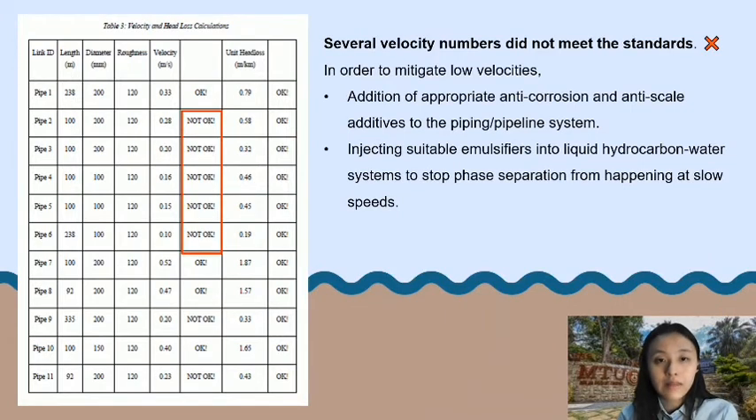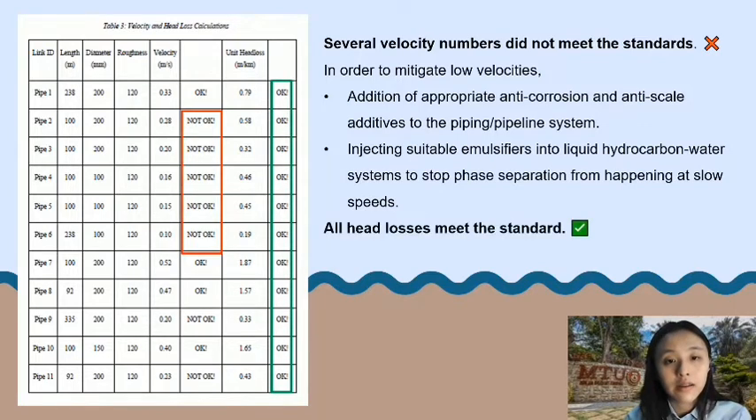So from our result, there are several velocities that did not meet the standards. In order to mitigate the low velocity, we have to add appropriate anti-corrosion and anti-scale additives to the pipe system. And we also have to inject suitable emulsifier into the liquid hydrocarbon water system to stop the phase separation from happening at slow speed. While for the result, we can see that all head losses meet the standard.